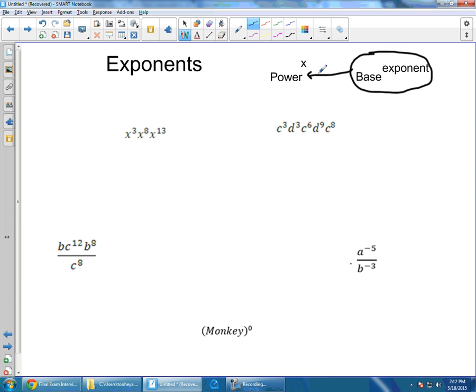So when we multiply powers with like bases, we add their exponents. This says x to the third power. Another way to write x to the third power is x times x times x. So we're really just trying to add up how many total x's we've got here. This would be x to the 3 plus 8, 11, plus another 13. This would be x to the 24th power for this one. Now, only the powers with like bases we add. So the c's you'll add together and the d's you'll add together.